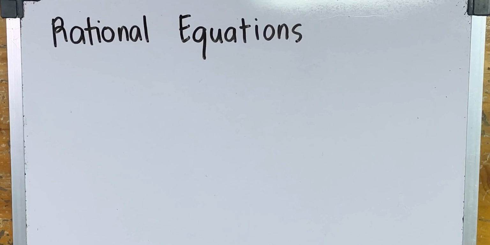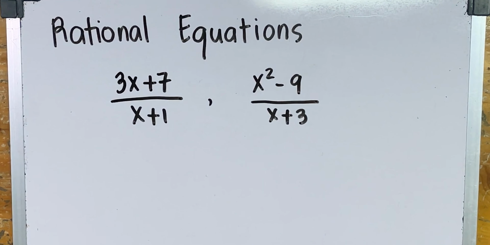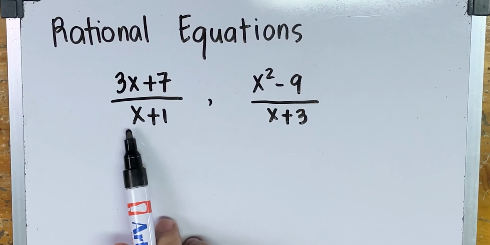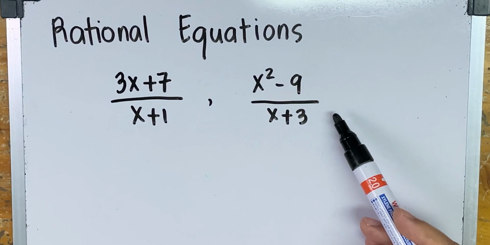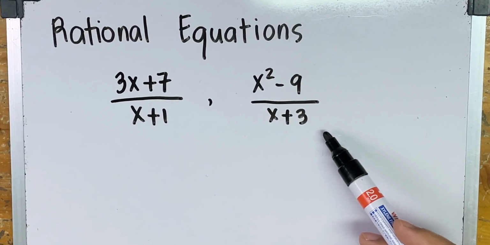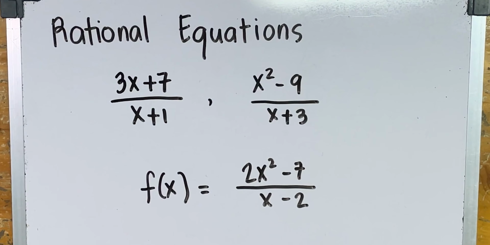Rational expressions are expressions that can be written as a quotient of two polynomials, like this one, (3x + 7)/(x + 1), or even this one, (x² − 9)/(x + 3). Rational expressions are sometimes used to describe functions like f(x) = (2x² − 7)/(x − 2). Today, we will learn how to solve equations involving rational expressions.